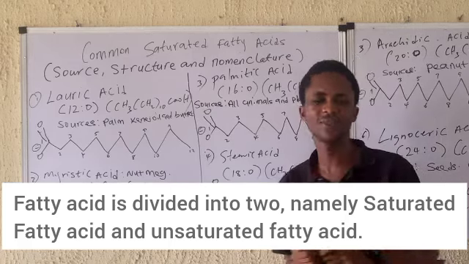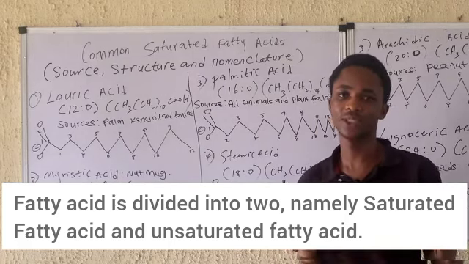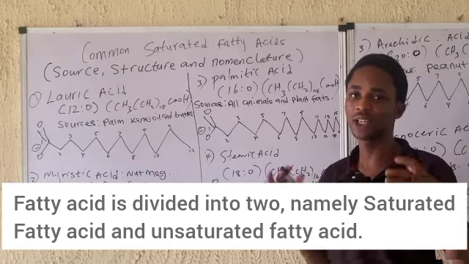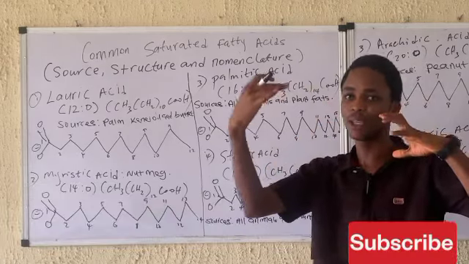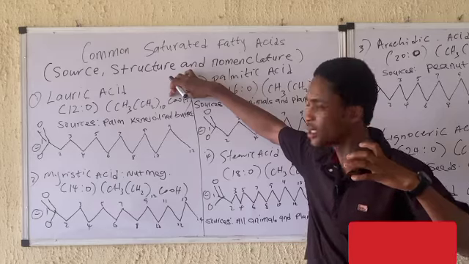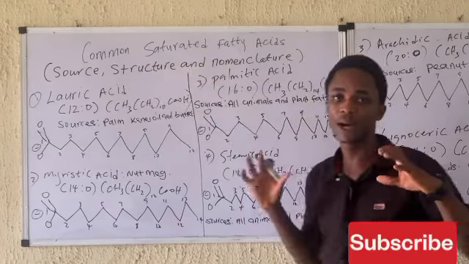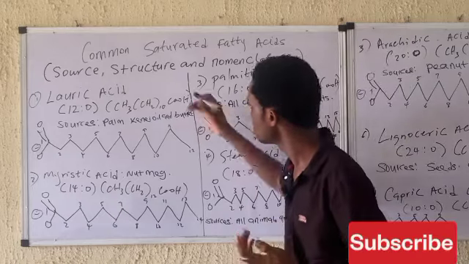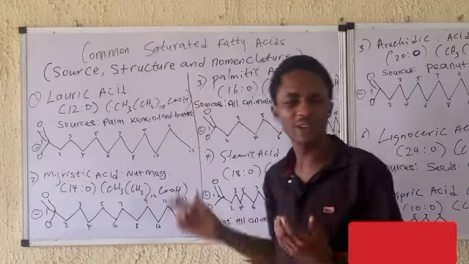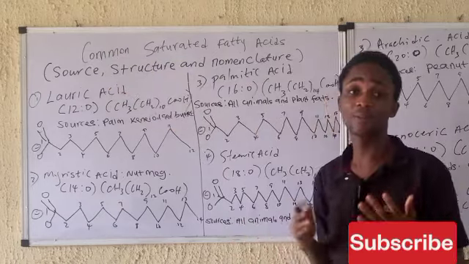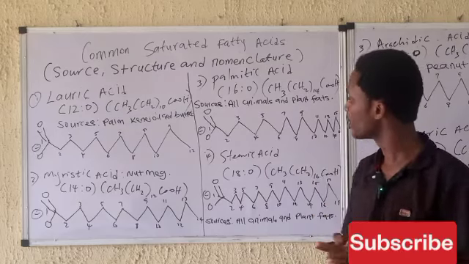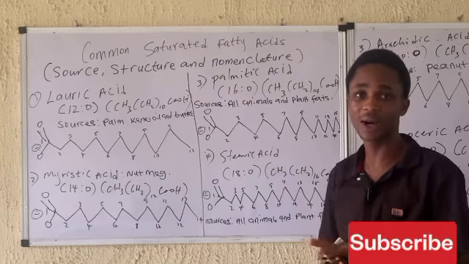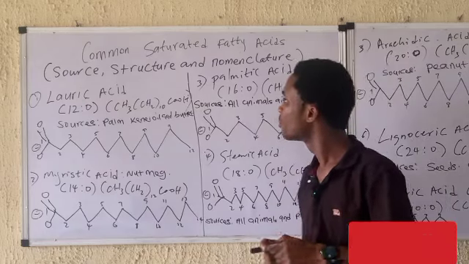And I told you, there are saturated fatty acids and unsaturated fatty acids. This fatty acid itself contains two parts, the carboxylic part and the hydrocarbon part. They also act as buffers. Now I told you the source of lauric acid: you get it from palm kernel oil. Remember palm kernel oil and butter, common sources, and as well coconut oil. These are the three sources of lauric acid.